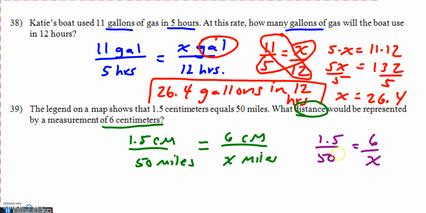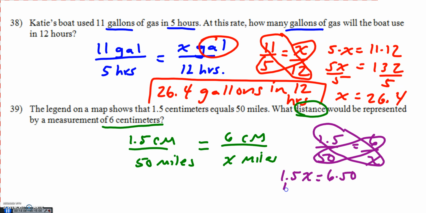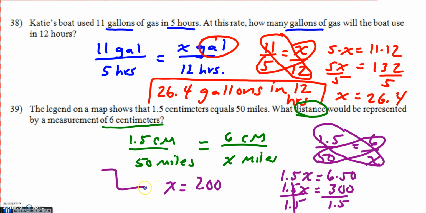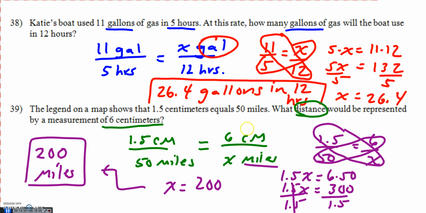And again, this means that if a fraction equals a fraction again, you're encouraged to cross multiply. So you'd have 1.5x equals 6 times 50, which would be 1.5x equals 300. If you divide both sides by 1.5, because it's being multiplied here, we would get that our x value is 200. But in terms of the problem, that would mean that our actual distance would be 200 miles. Or in other words, on a map, when you see 6 centimeters, that actually represents 200 miles.